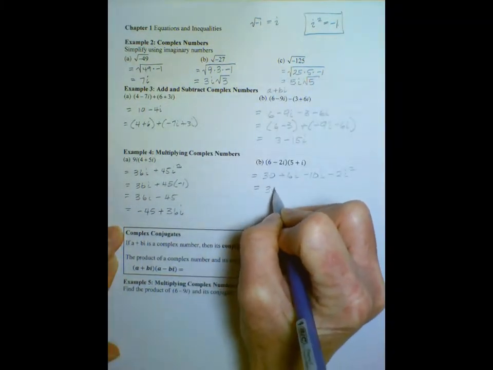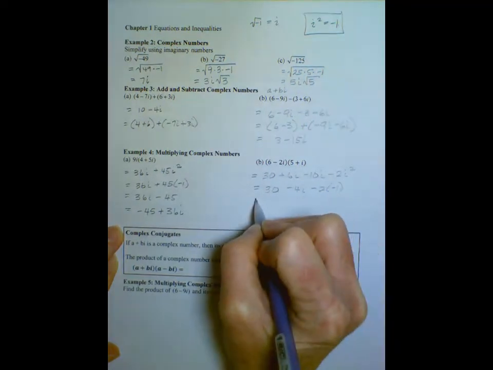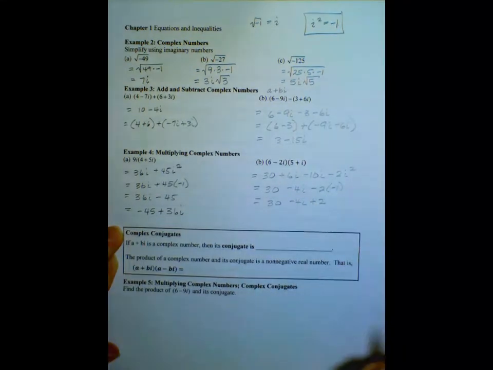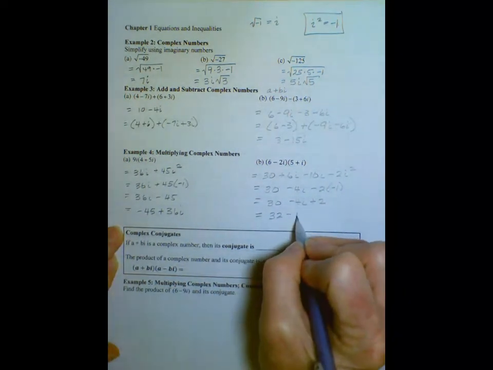Okay, 30 minus 4i minus 2 times negative 1. 30 minus 4i, that makes this positive 2. And now get the real parts together and put them in front. A plus bi.